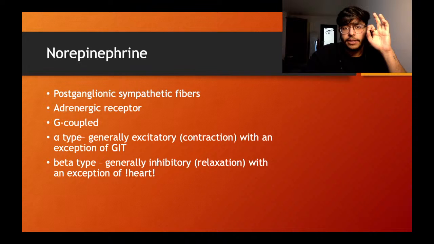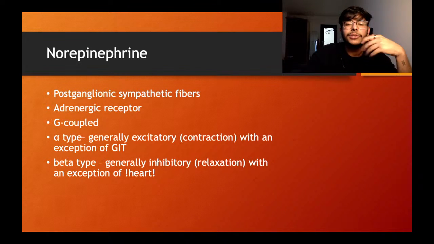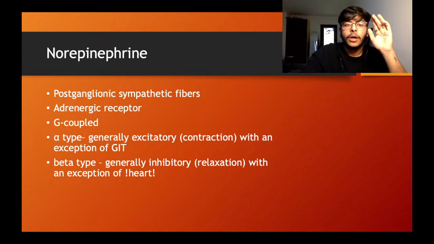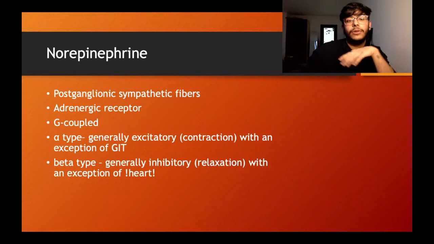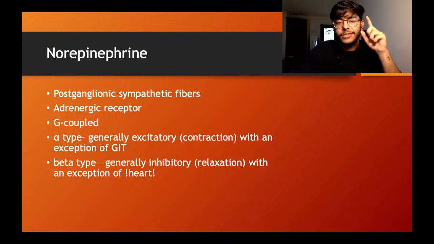Alpha type and beta type receptors. Alpha type, generally excitatory, but exceptions in the GIT, whereas beta type, generally inhibitory, except the heart, which is one of the most important things that you need to remember.